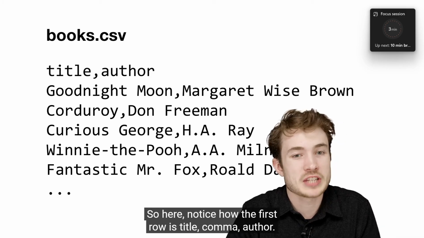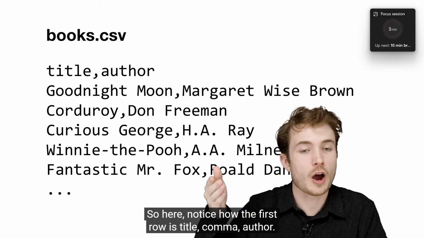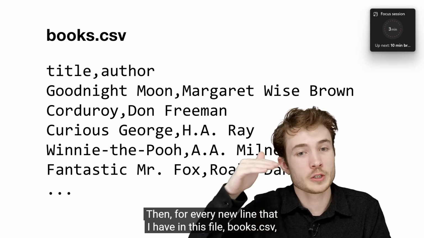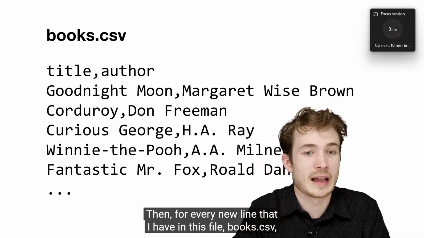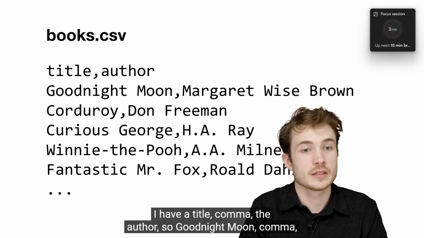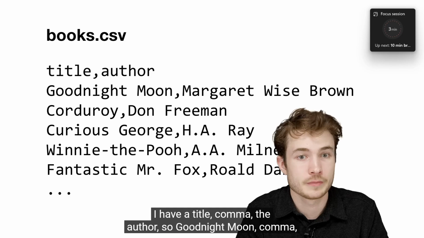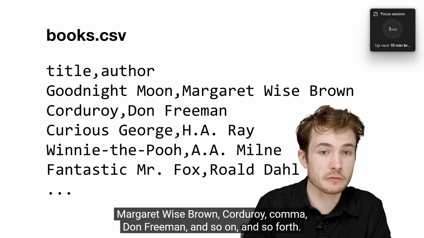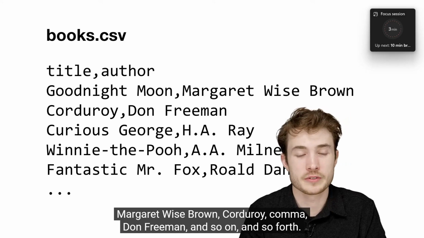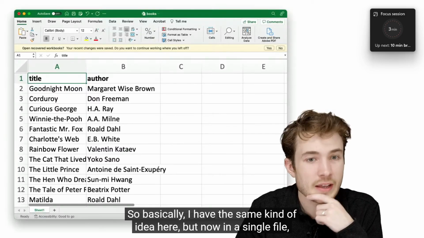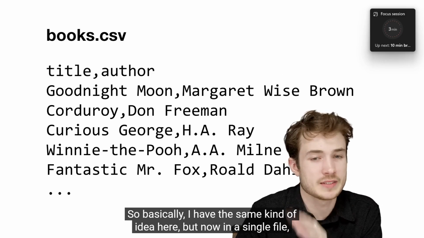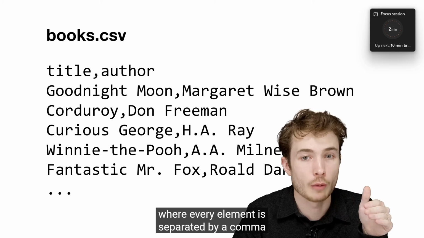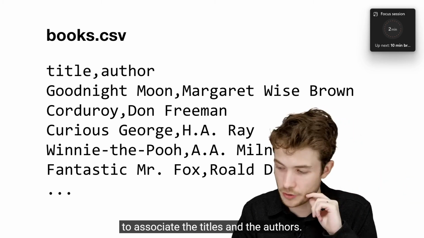So here, notice how the first row is title, comma, author. These are the names of my columns. Then for every new line that I have in this file, books.csv, I have a title, comma, the author. So Goodnight Moon, comma, Margaret Wise Brown, Corduroy, comma, Don Freeman, and so on and so forth. So basically I have the same kind of idea here, but now in a single file where every element is separated by a comma to associate the titles and the authors.